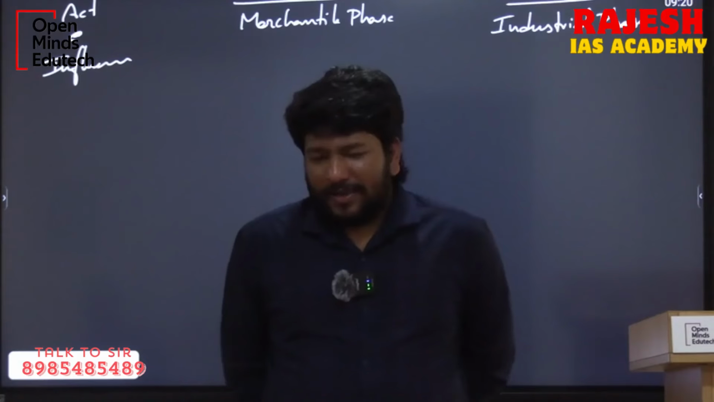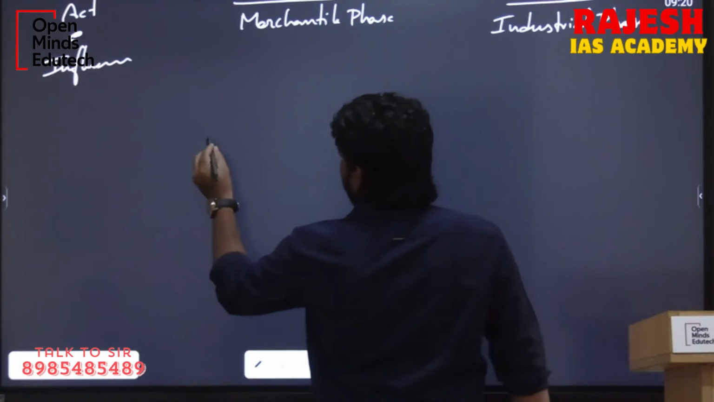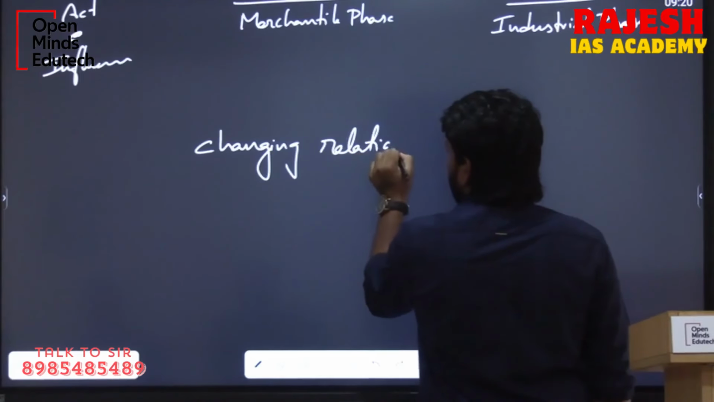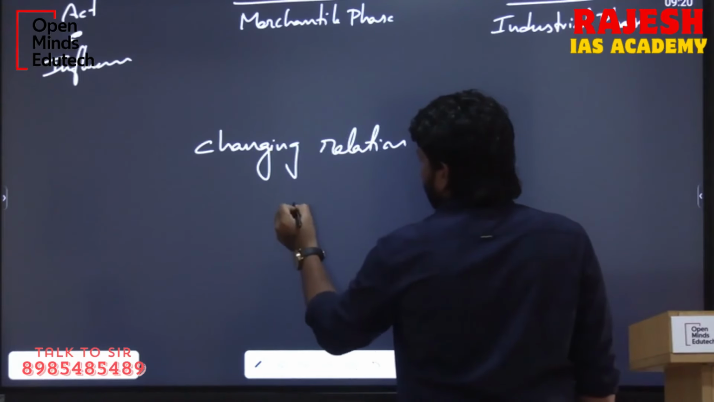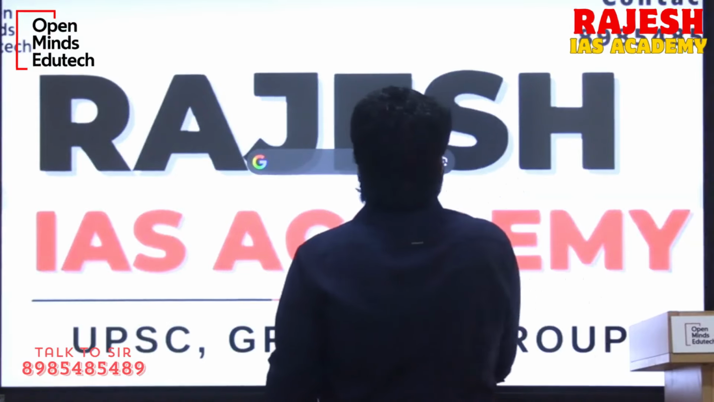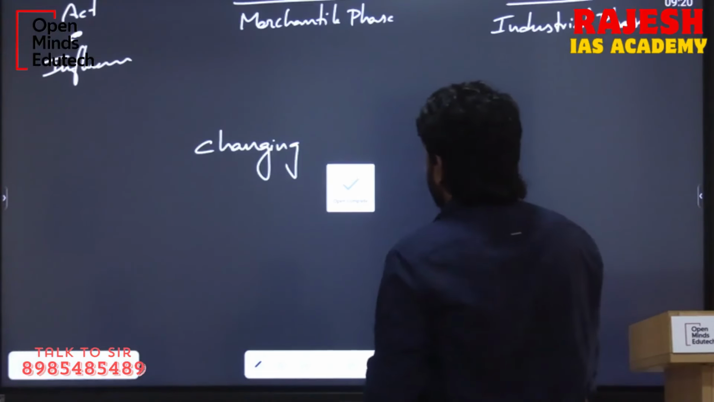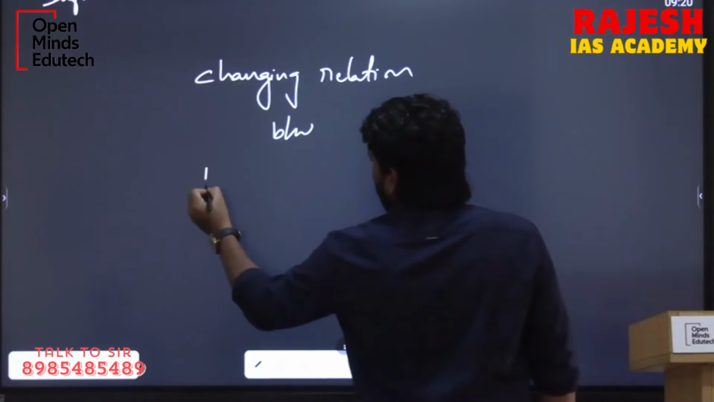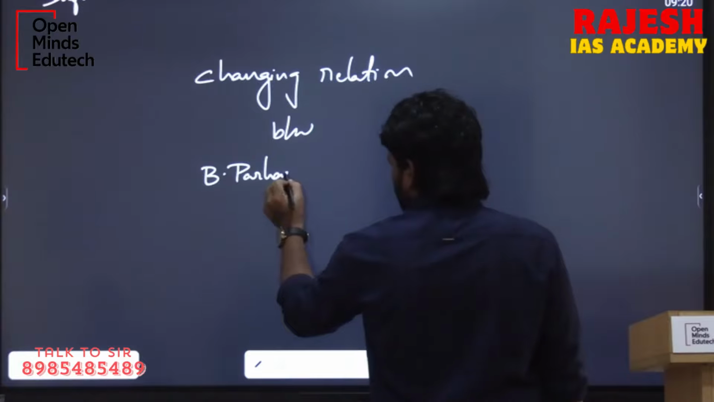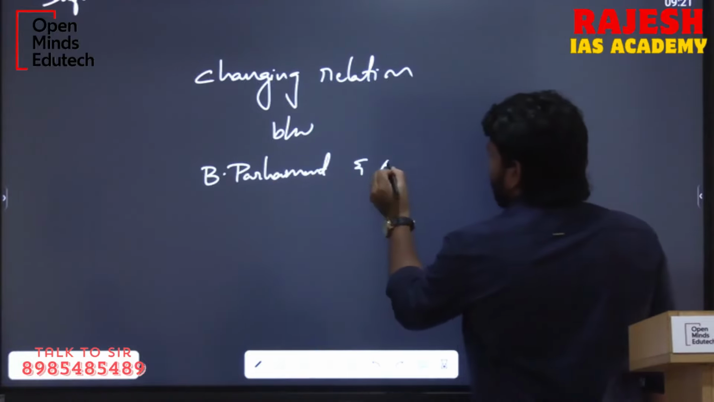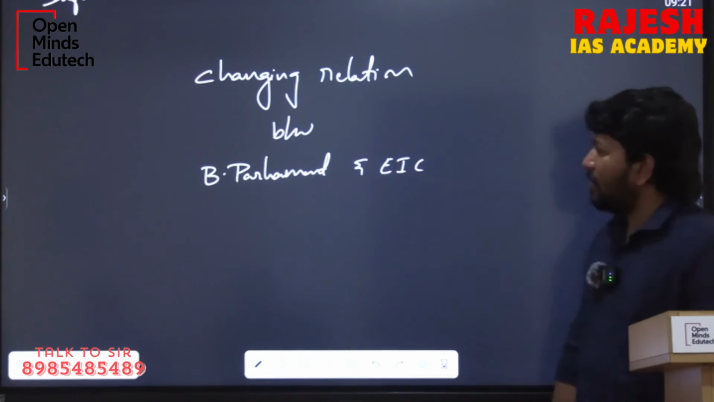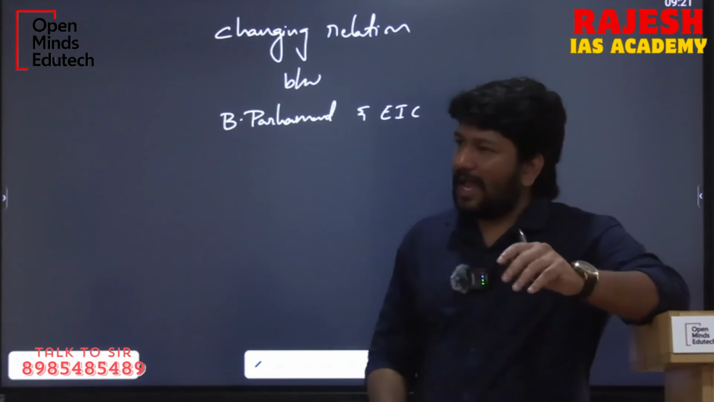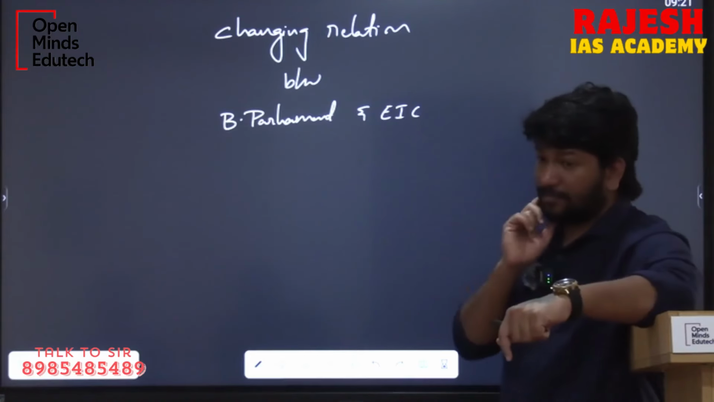British Parliament Acts or whatever. I will put the heading as changing relation between the British Parliament and the East India Company. So how is the relation changing? Through the Acts only.